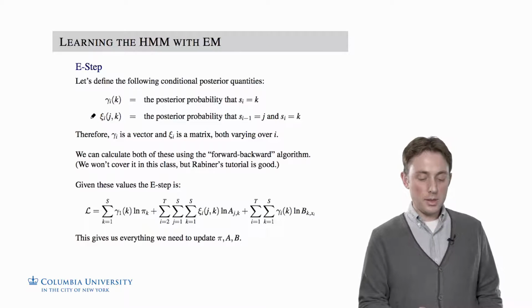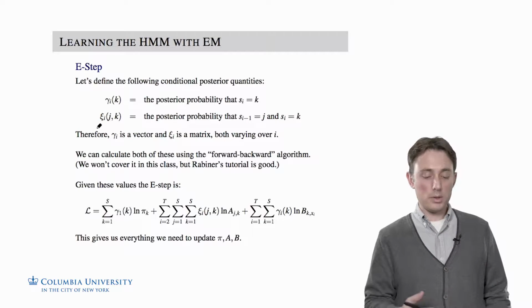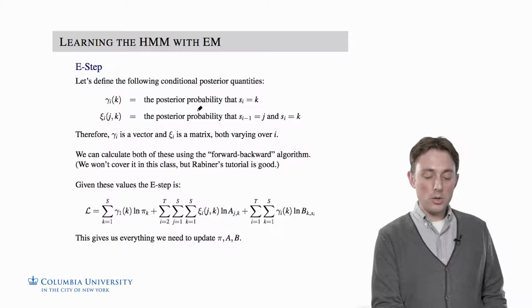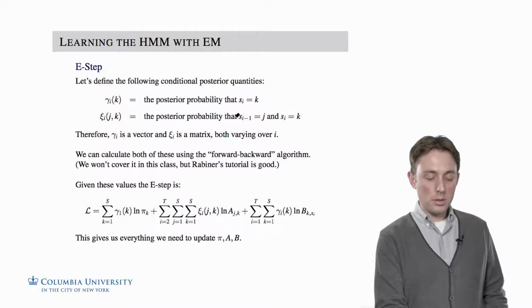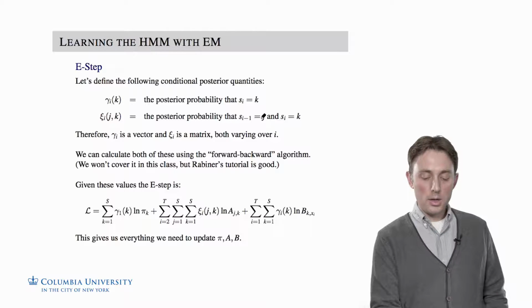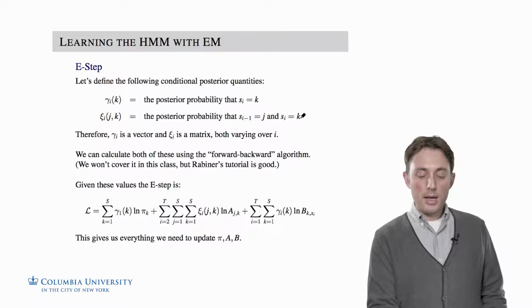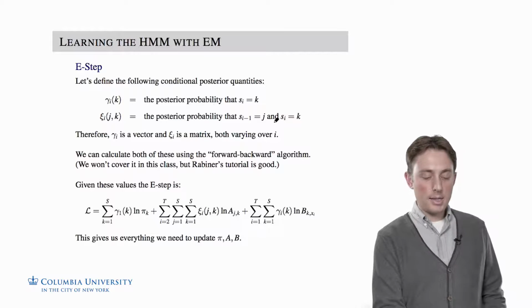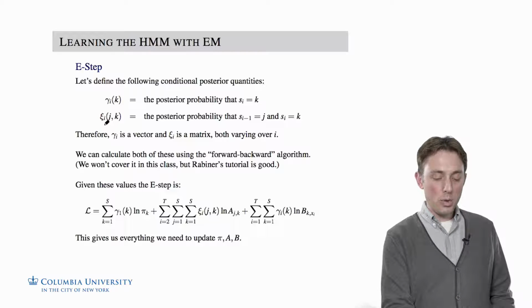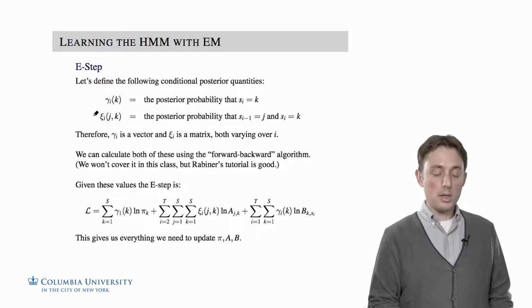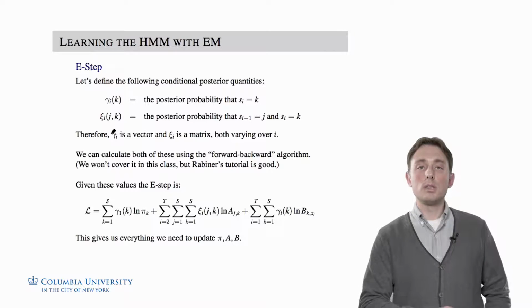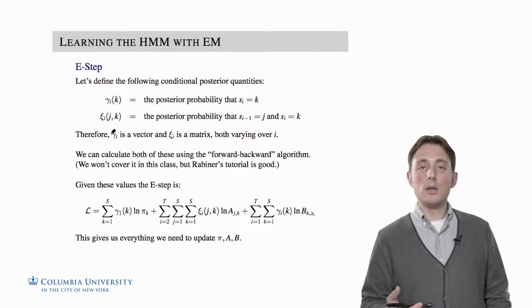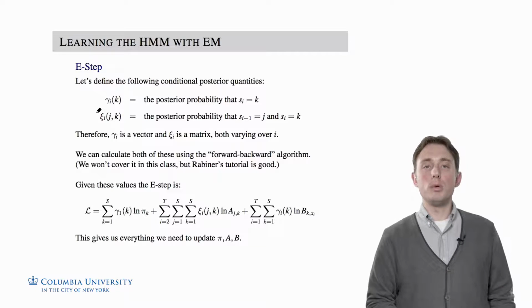So this matrix, it's an S by S matrix if I have S total states, is equal to the conditional posterior probability that I'm in state j at time i minus 1 and then I transition to state k at time i. This matrix encodes the posterior probability. It is an S by S matrix where the sum of the entire matrix equals 1 and all the values are non-negative. It's a posterior probability matrix.